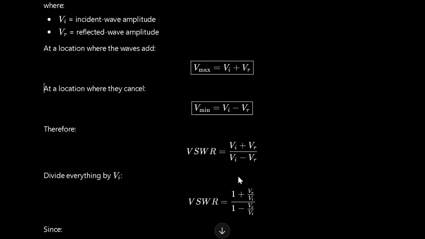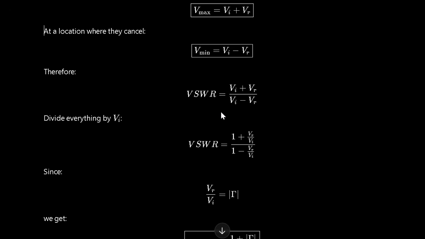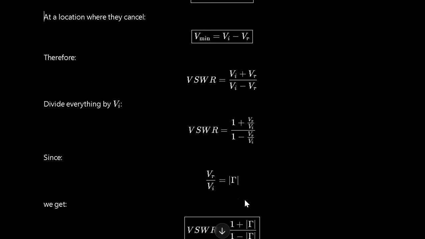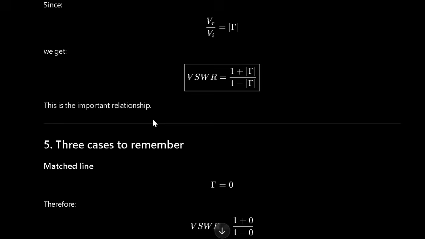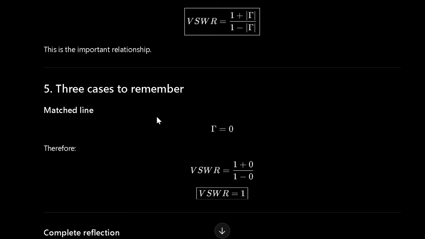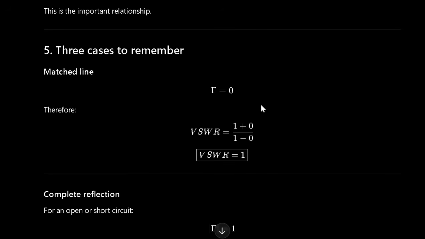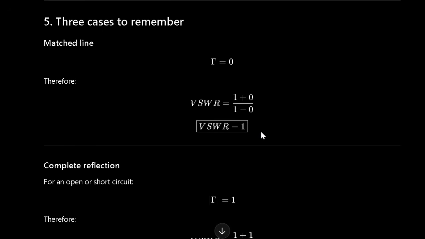Here we get input and output, then we substitute. But if we divide it by VI, then VR by VI will come. VR by VI means we'll get the reflection coefficient in terms of VSWR. This is an important relationship. Three cases to remember: matched line, reflection coefficient equals 0. Therefore, VSWR equals (1 plus 0)/(1 minus 0), so VSWR equals 1 means matched line.